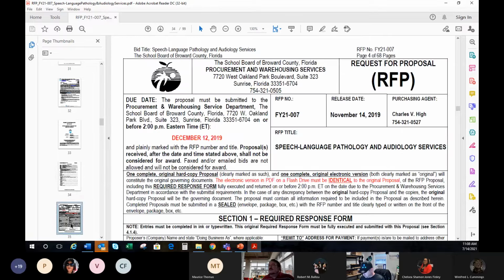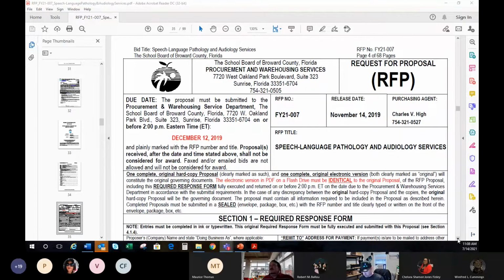Okay, we can move on. This page is very important. This is called the required response form. And this provides you when the due date is, the RFP number, the release date, the purchasing agent, the title of the RFP. And also what's important is it tells you what you need to submit.